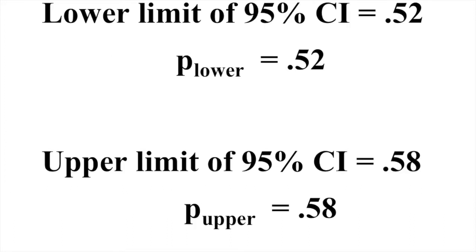So here are some abbreviations that are commonly used. Instead of saying the lower limit of the 95% confidence interval equals 0.52, we can just say p lower equals 0.52. And likewise, instead of saying the upper limit of the 95% confidence interval equals 0.58, we can say that p upper equals 0.58.